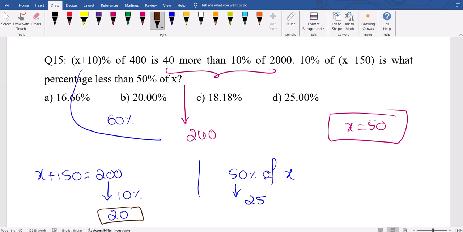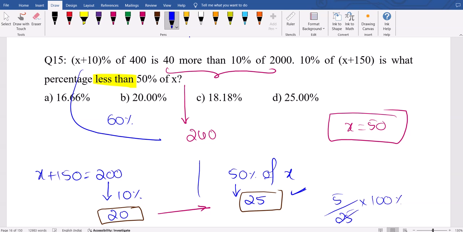We have to do a comparison. So how much less? Okay, this is a percentage comparison. When you are doing a comparison, it is the difference divided by what you are comparing with, into 100. The answer is 20% only. The difference divided by the value you are comparing with, into 100, which is nothing but 20%. Option B.